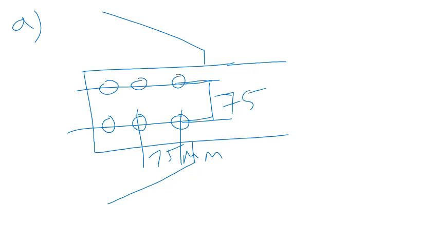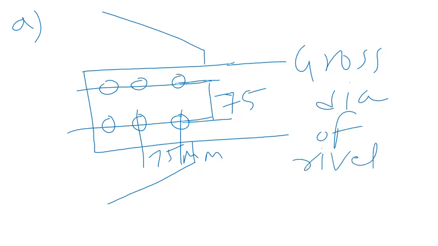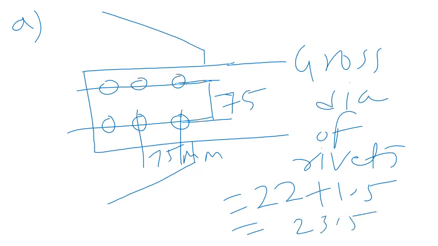If you know these two distances, we can find out how much maximum force will be transferred by this kind of joint. Before we solve this problem, there is one thing we need to find out, that is the gross diameter of rivets. And you know that for this size of rivet it will be 22 plus 1.5, so it will be 23.5 millimeter. Okay, now we are all set to solve this problem for case A.